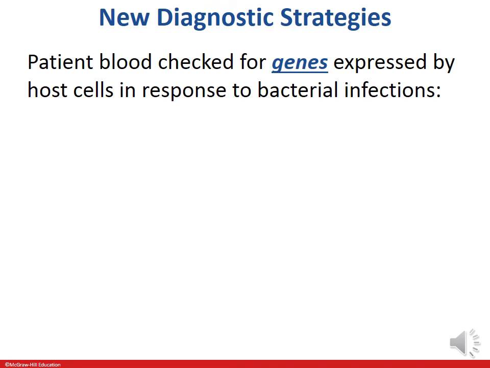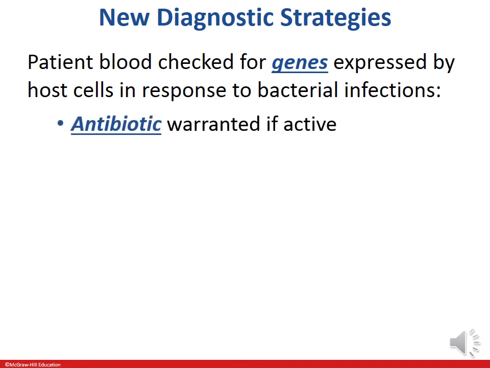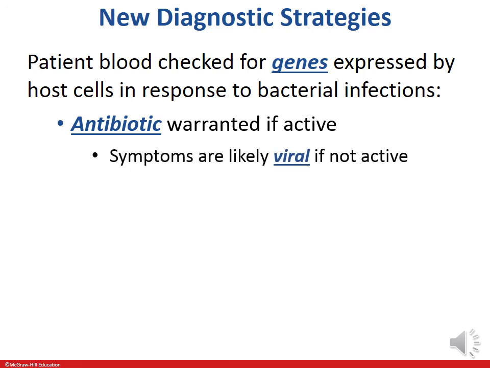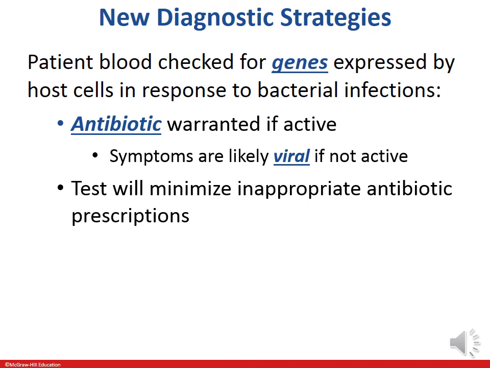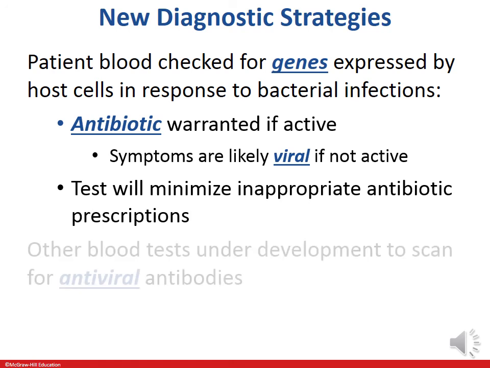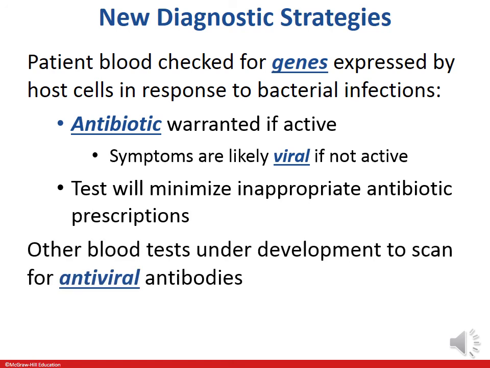So thanks to the Human Genome Project, we now know that there are certain genes that get expressed when a bacterial infection is underway. And so obviously if those genes are active, then antibiotics might be warranted, whereas if they're not, it's likely to be a viral infection. And so this is going to help a lot in our fight against antibiotic resistance by minimizing inappropriate use of antibiotics. Now, there are some other tests that they're looking into to look for genes that represent antiviral antibodies, because those, again, antibodies are proteins, and there's a gene that codes for that. So that's something that's underway.